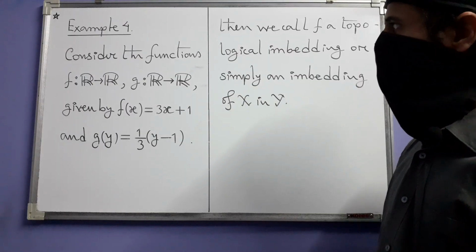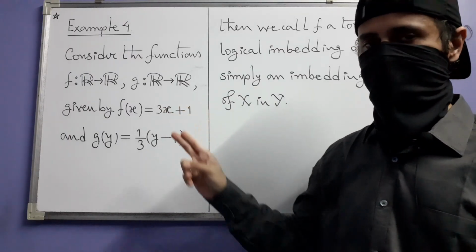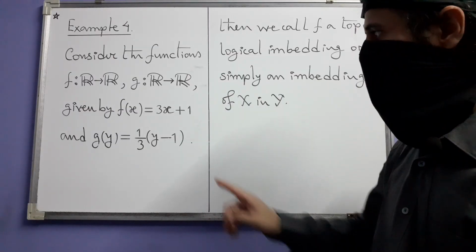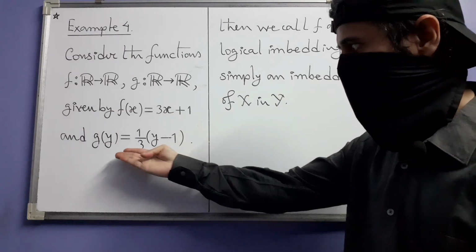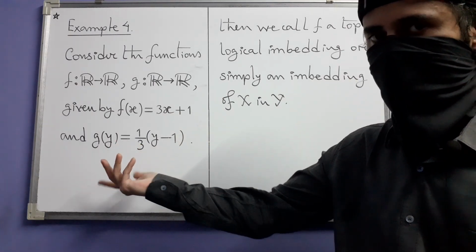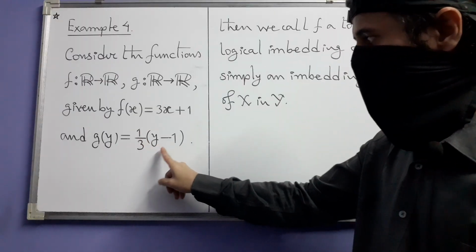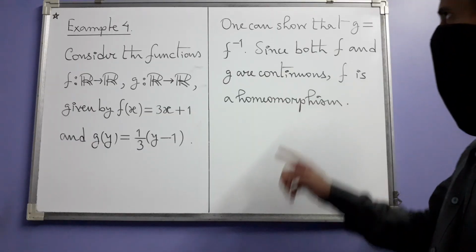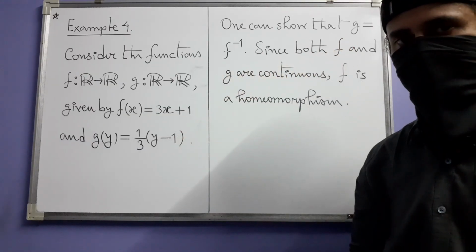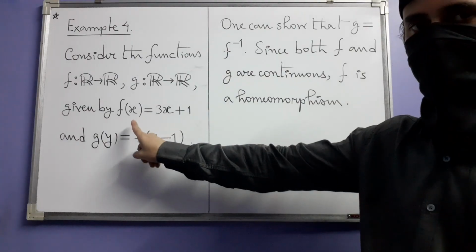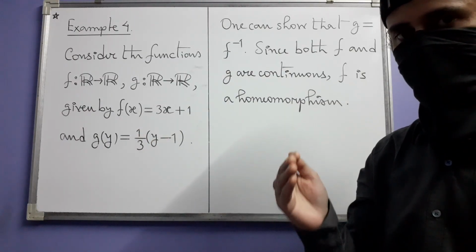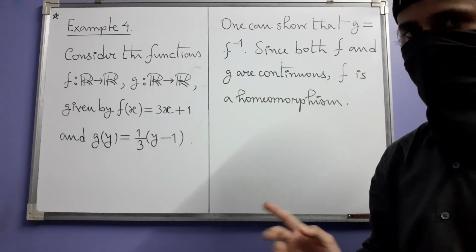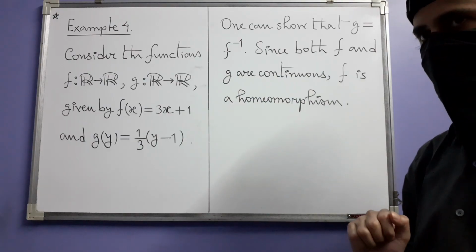Example 4 next. Let's consider these two functions f and g, both having the set of real numbers as their domain as well as range. f of x is 3x plus 1, and g of y, if you want you can write g of x also, g of y is 1/3 of y minus 1. Now one can of course show that g is nothing but f inverse. It's a simple calculation. You calculate the two compositions, f composition g and g composition f, and you will see that both of them are the identity function from R into R. So g is nothing but f inverse.